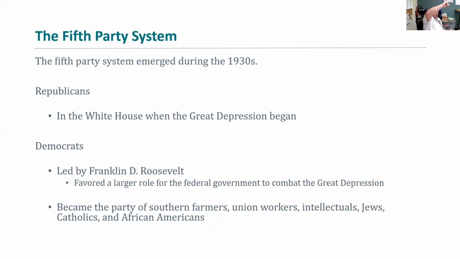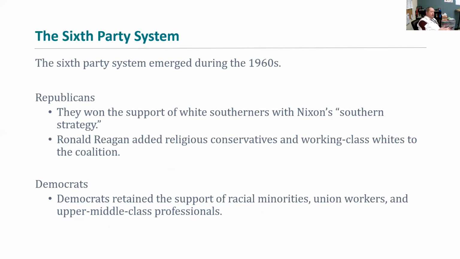I think we talked already about FDR and how FDR was a significant turning point in American political history. FDR ushers in what we call the fifth party system, which is really just Democratic dominance. The Democrats control everything for roughly 50 years. And then the sixth party system, which is what we're in today, is really the era of divided government, where we have Republicans controlling some things and Democrats controlling other things.